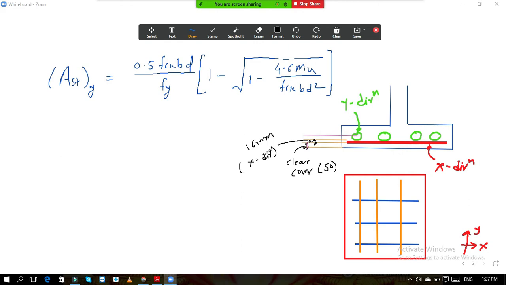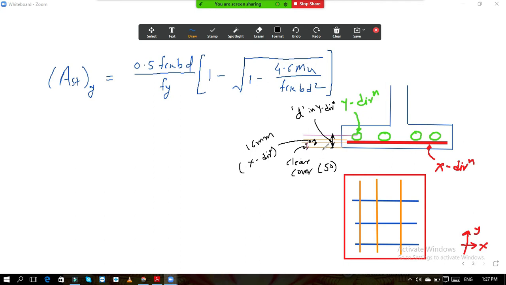And then what will your effective depth be in y direction? From this footing up here to up to this point. This is nothing but your effective depth, small d, in y direction. This is your effective depth in y direction.